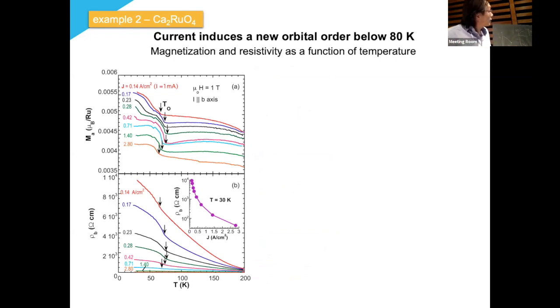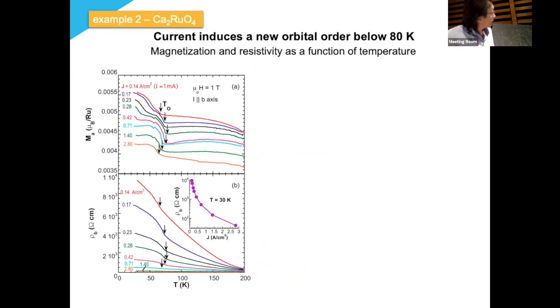But when we go to a higher current density, what we see is that the native long range order disappeared. But then there is a new order that emerges. We don't know the nature of this yet, but certainly we see corresponding behavior here in magnetization and also resistivity.